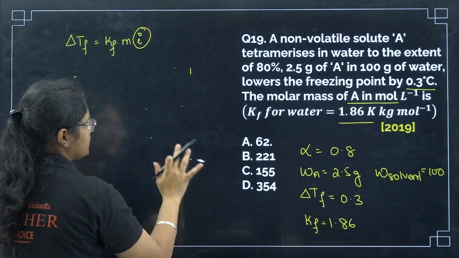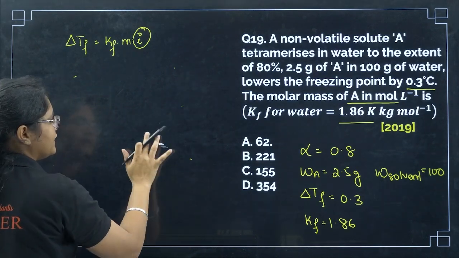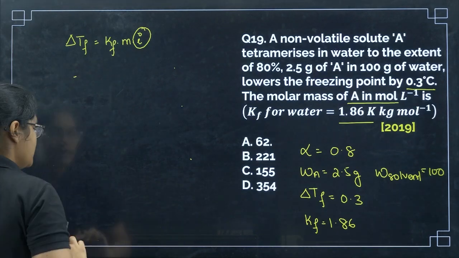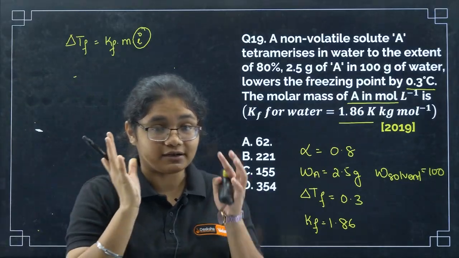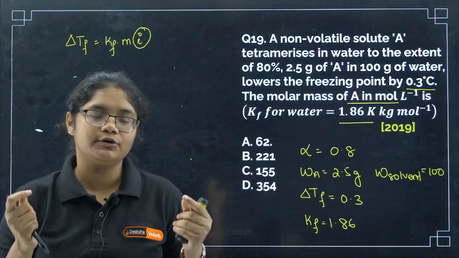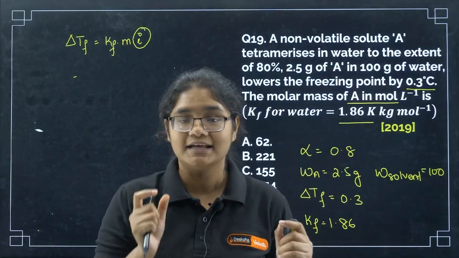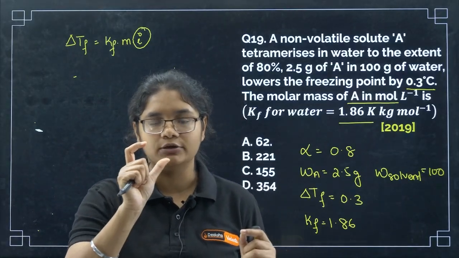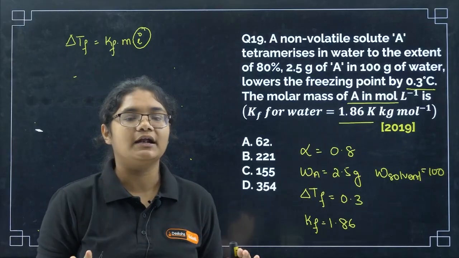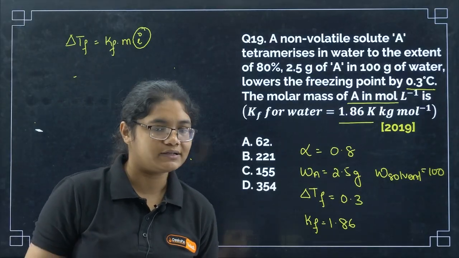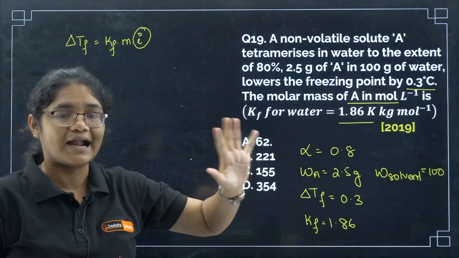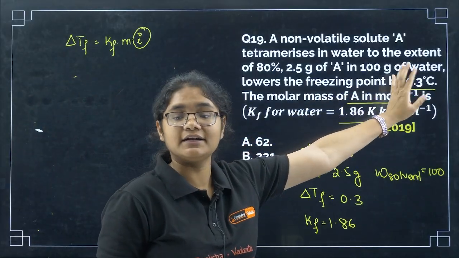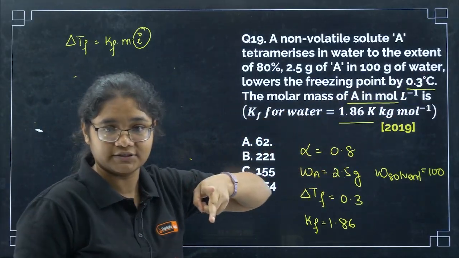Now here's something you should remember: whenever we have delta TF and delta TB, you do not have to convert it into Kelvin. The difference will remain the same whether you take it in Kelvin or in Celsius. You should not add 273 here, because this is not the temperature, this is the difference between two temperatures.